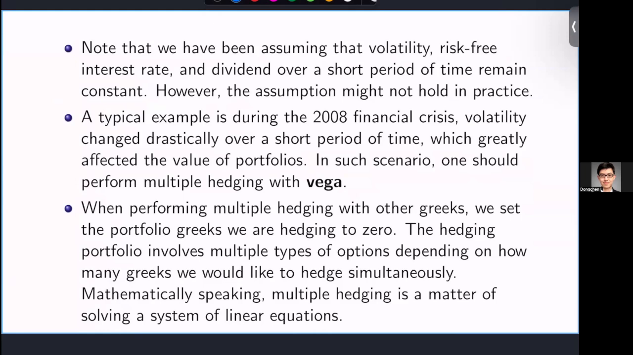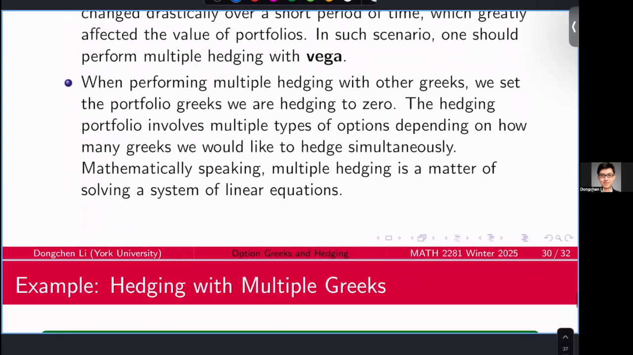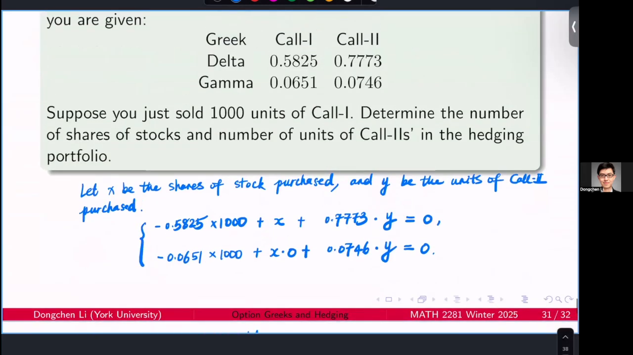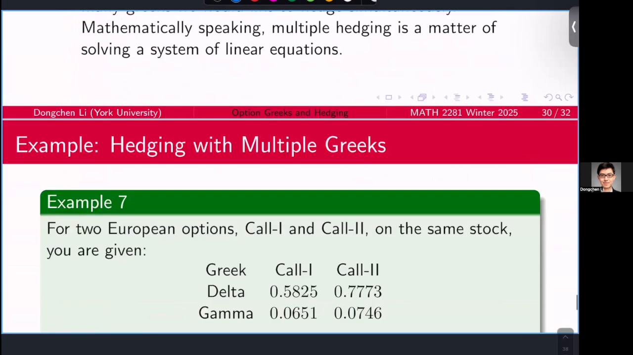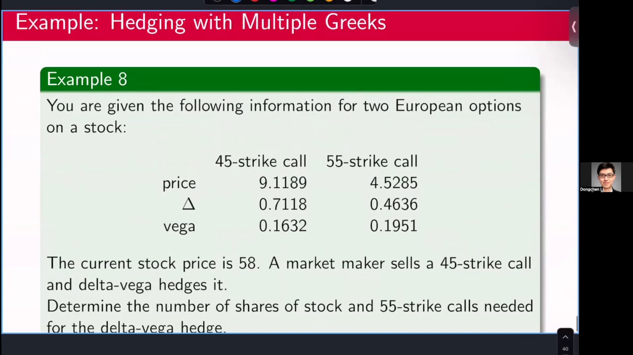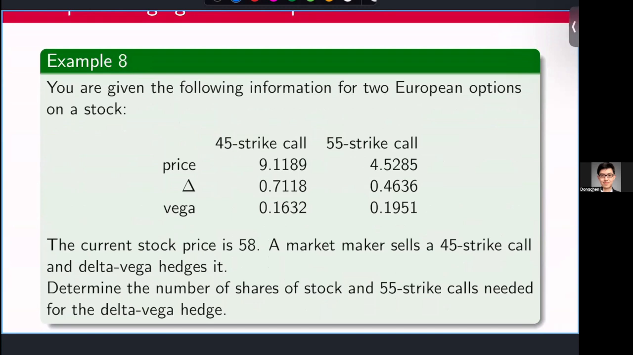Mathematically, when you are trying to calculate your hedging portfolio, it is essentially a matter of solving a system of linear equations, as we saw in example 7. In example 7, we wanted to hedge with respect to two Greeks, both delta and gamma. So you set up two equations, then solve the system, and get X and Y, which is your hedging portfolio. Okay, so now we want to do one more example, delta Vega hedging. This will be the last example of this chapter.